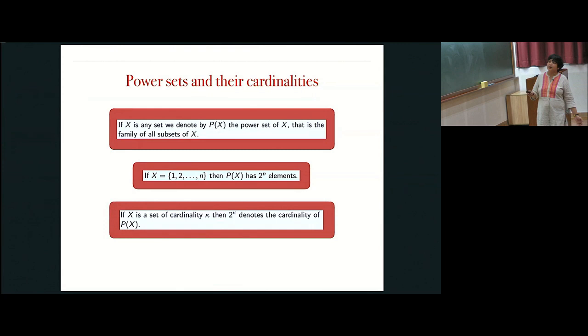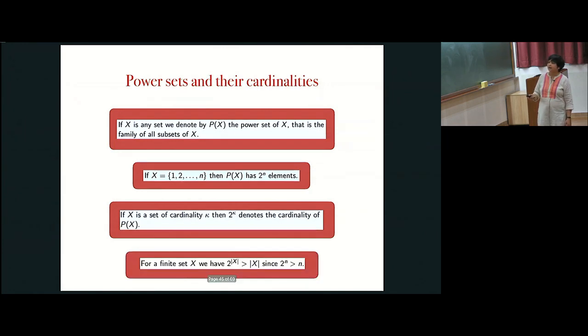Now of course, you can say that if X has a cardinality kappa, because you now have countable cardinality and uncountable cardinality as well, let's talk about them in general. So if X has cardinality kappa, then 2 to the power kappa denotes the cardinality of the power set of X. Of course 2 to the power n is greater than n. So the cardinality of the power set of X is greater than the cardinality of X. No problem with that.